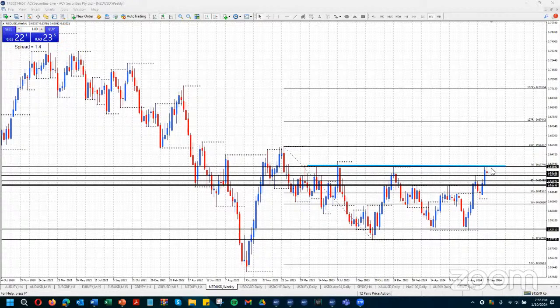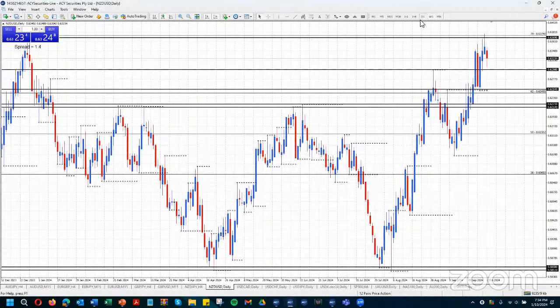All right, I'm thinking this is coming down to here. Now, of course, we can blow through. Of course, we can. That's why we use stops. All right, day chart structure is still up, but you can see we've been rejecting up there. I'm already potentially risk-free.